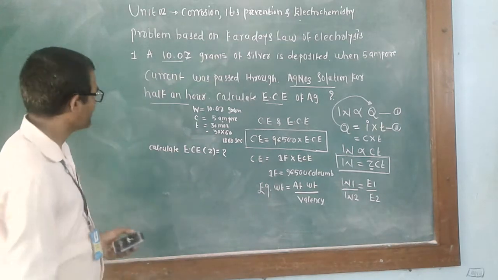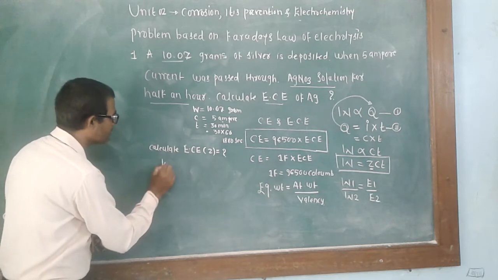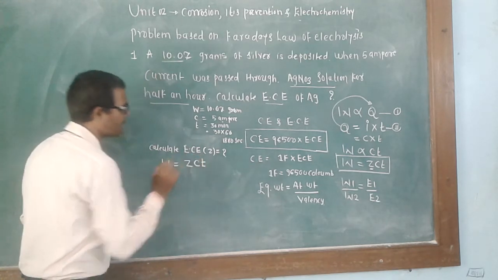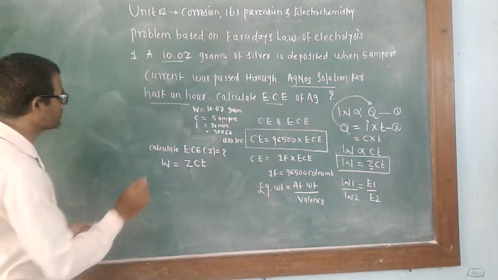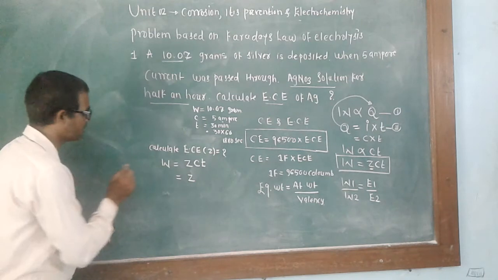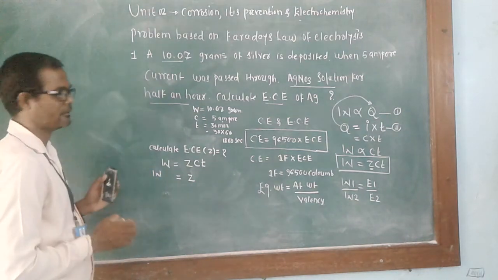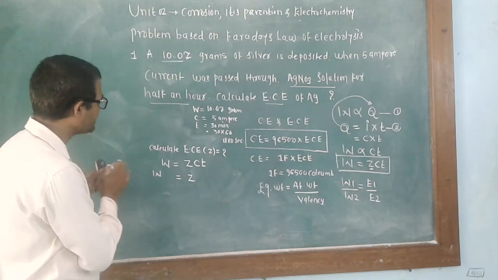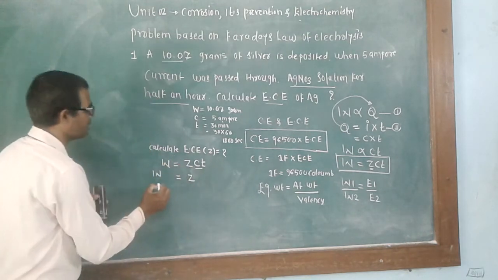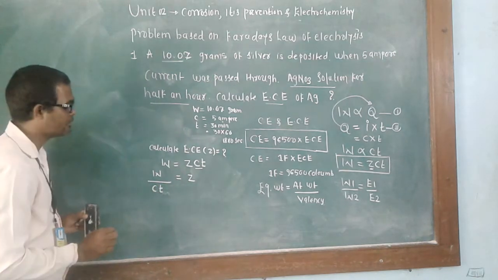So according to Faraday's first law, we have the formula W is equal to Z multiplied by C multiplied by T. Okay, so here rearrange the formula. We are going to calculate the Z. So W to the left side remains as it is. Here C multiplied by T, when it goes to the other side, it gets divided. So W divided by C T.